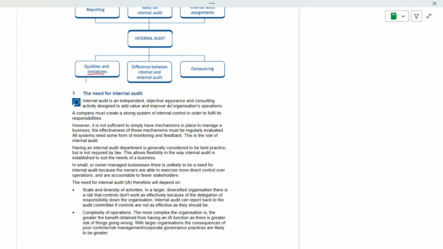Internal audit is independent. Even though it is appointed by the management, they provide objective assurance. Objective means they have a clear task. It is a consulting activity designed to add value. This is very important, to add value and improve organizational operations.